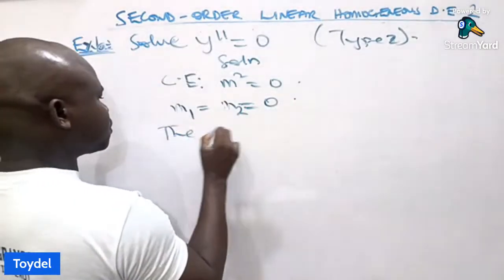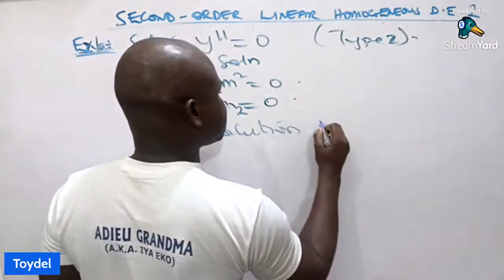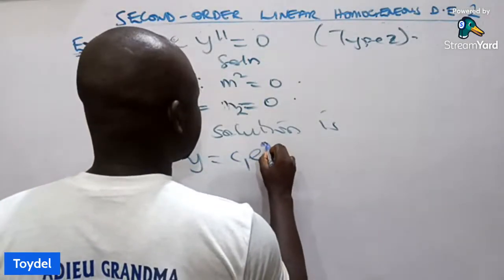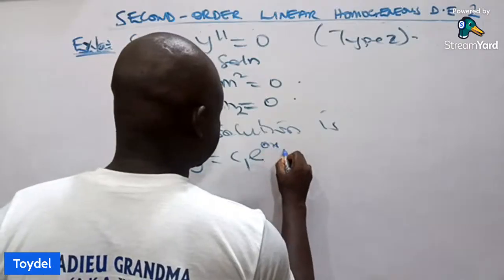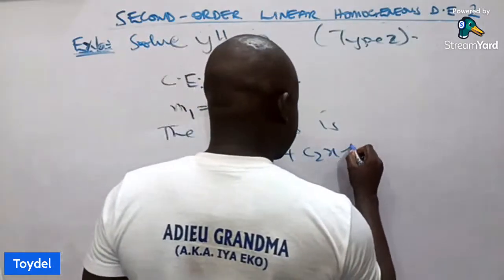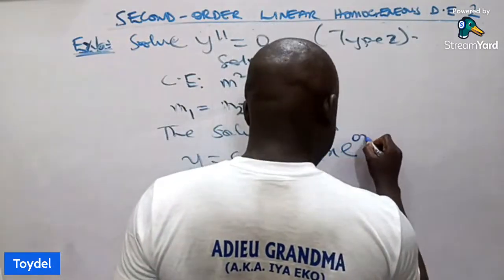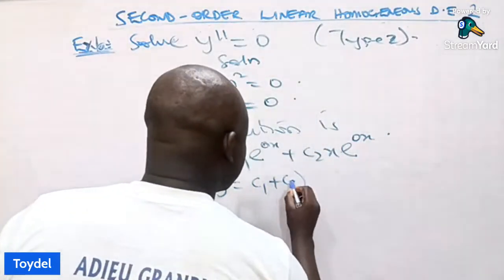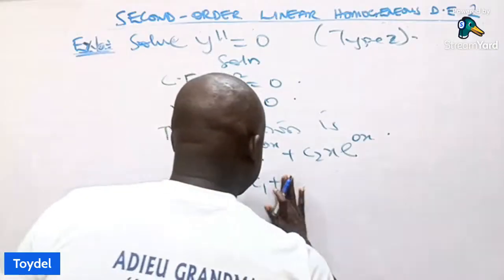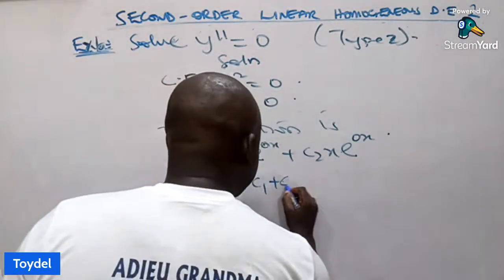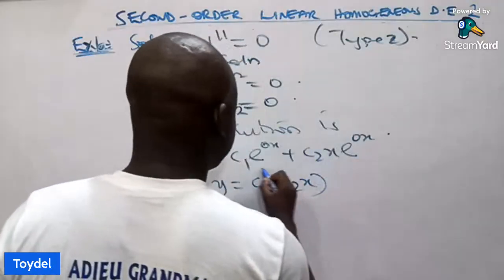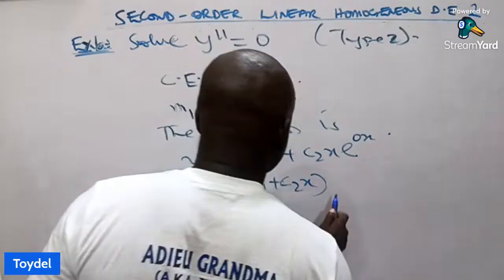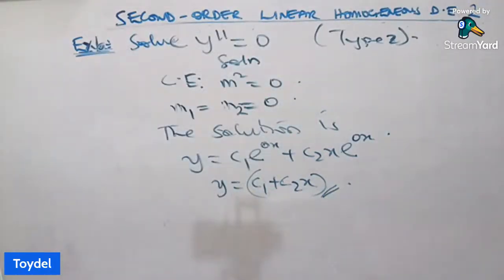So the solution, we can have something like this. The solution is y is equal to c1 e^(0x) plus c2 x e^(0x). That's what you're going to get. So y will be equal to c1 plus c2 x, into bracket, e^0, and e raised to the power 0 is 1. So this will be the solution to this problem.